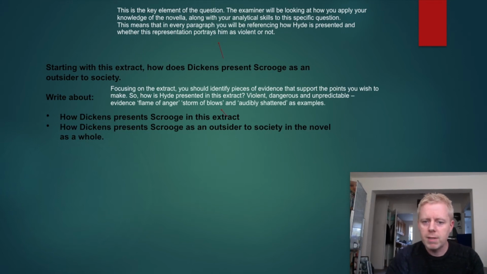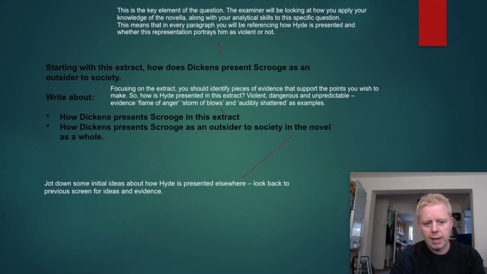You should identify pieces of evidence that support the points you wish to make. So how is Hyde presented in this extract? Well, violent, dangerous, unpredictable. Evidence: flame of anger, storm of blows, audibly shattered as examples. And then the wider novella. Jot down some initial ideas about how Hyde is presented elsewhere. Look back to the previous screen for ideas and evidence that I've already done.